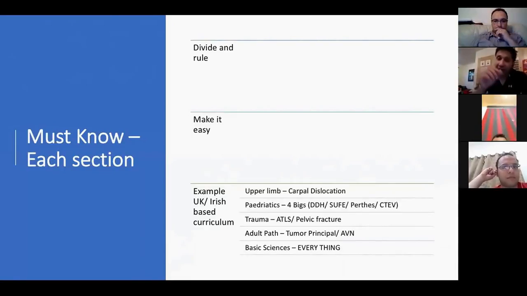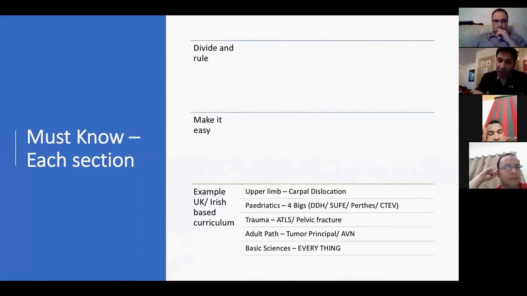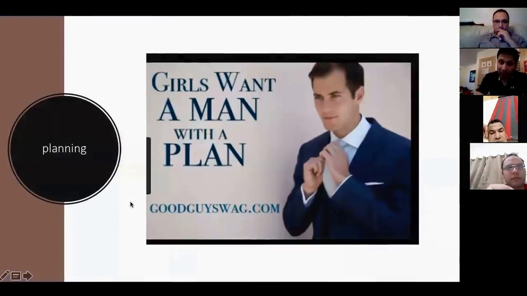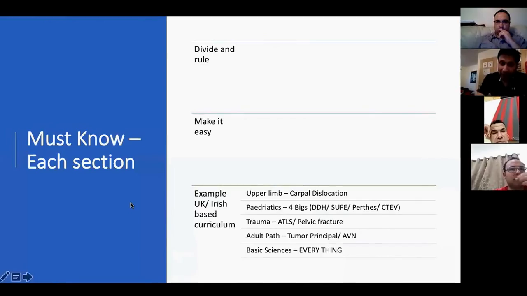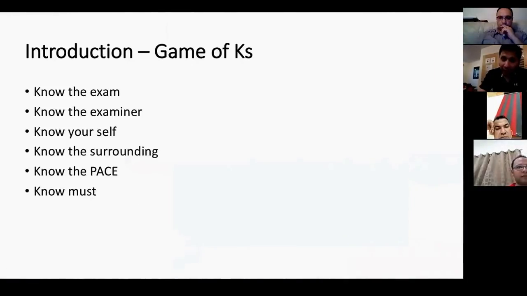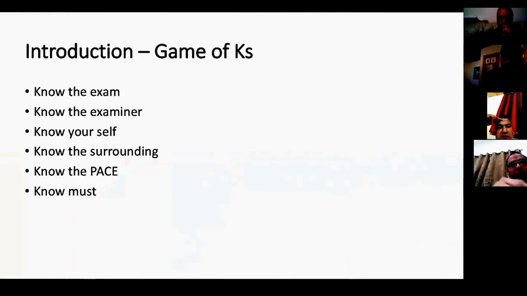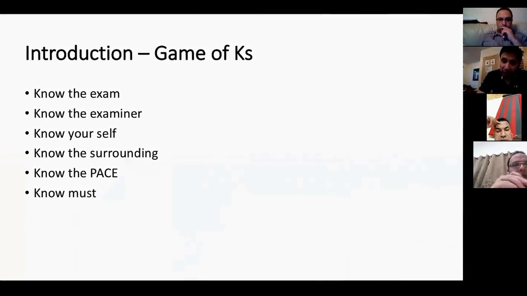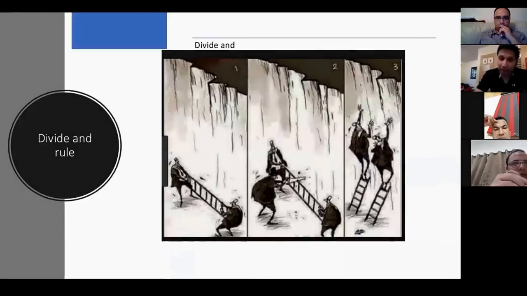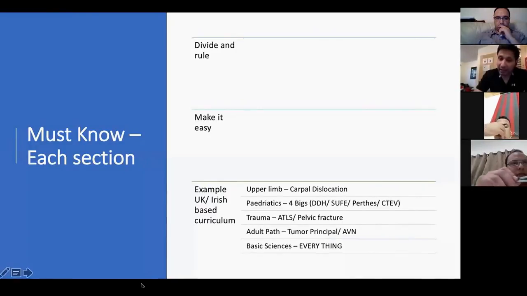So the game of K's comes in here. I just hope that you guys remember what the K's I was talking about are. Know the exam, know the examiner, know yourself. You have passed, so you have the knowledge. Be aware of the surroundings, know the pace, and you must know the subjects in each scenario. If you don't know them, there is no way.